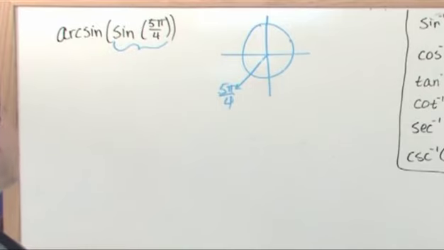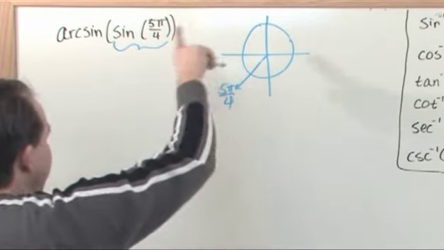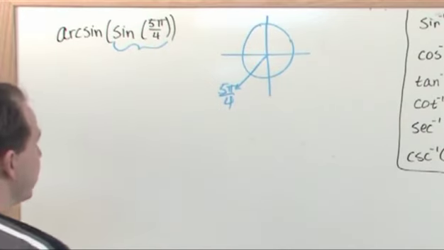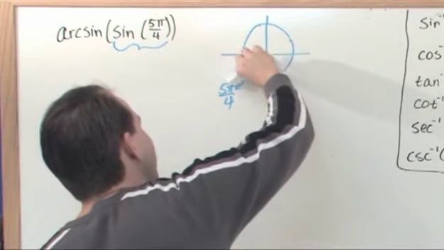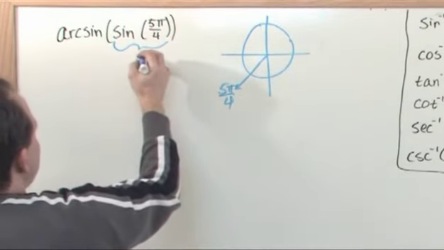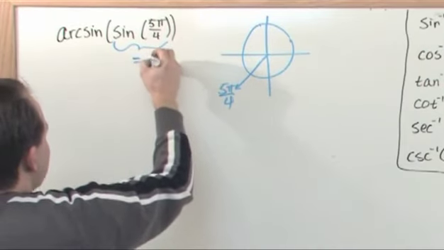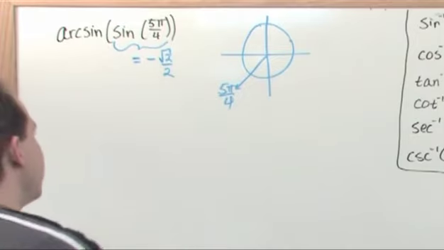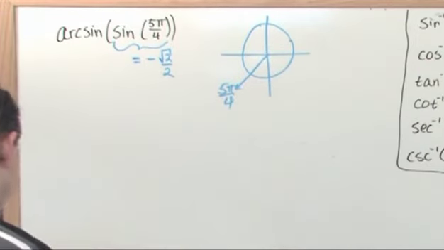What would the sine of that be? You know it's going to be square root of 2 over 2 because it's a multiple of pi over 4. That's something you should know from your trig. But because it's down here in this quadrant, it's projecting on the negative y-axis there. So this is actually going to equal, inside here, negative square root of 2 over 2, because it's projecting down here.